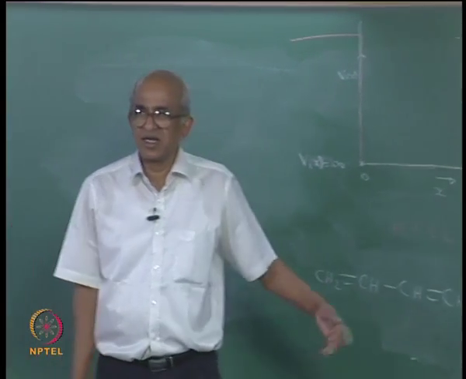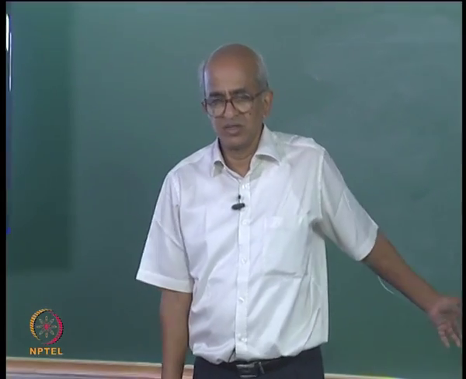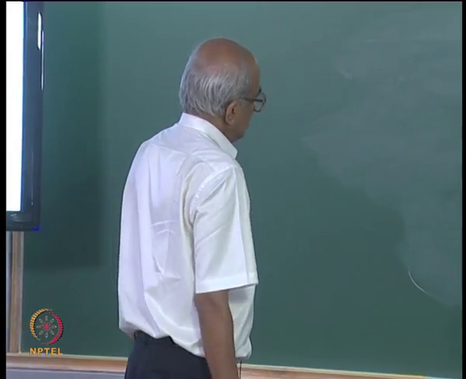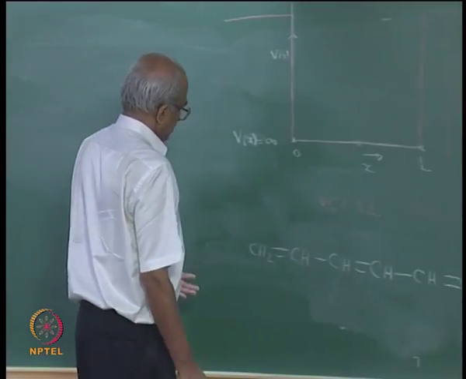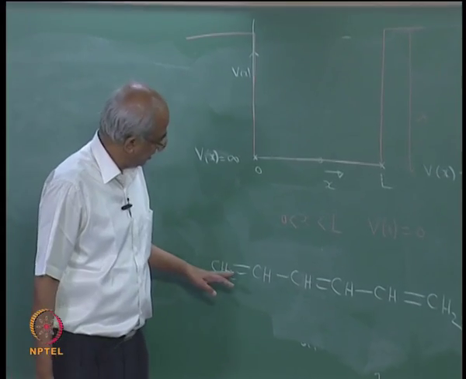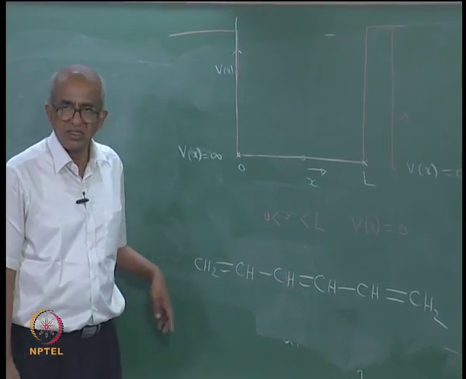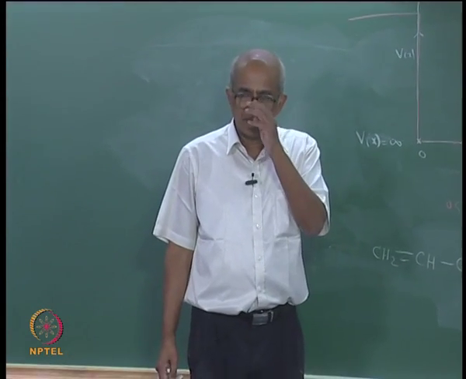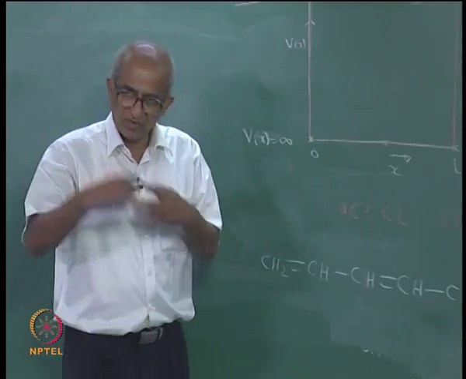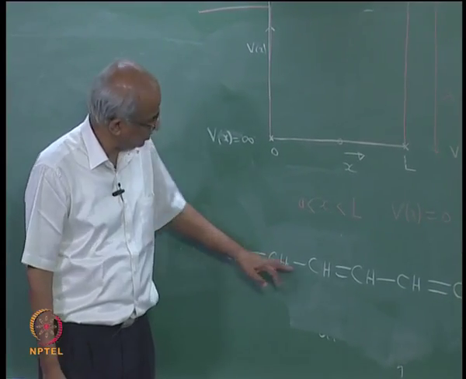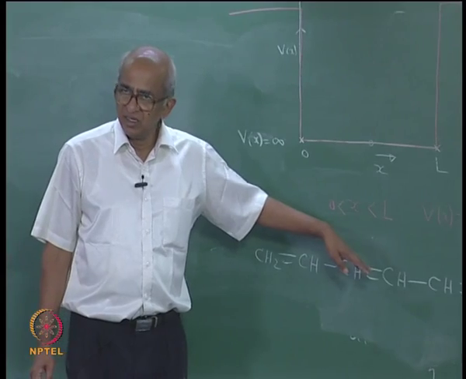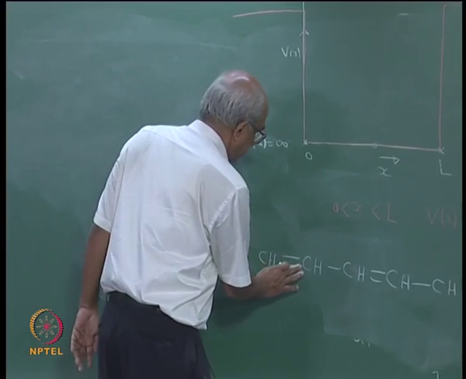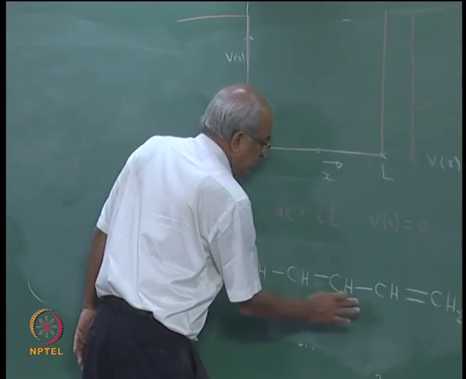This is hexatriene, right. It has 6 carbon atoms and 3 double bonds. Now, I suppose you would know that this is a pi system. I do have to assume some knowledge of orbitals and hybridization and so on. If you ask any organic chemist, he will tell you that each of these carbons is sp2 hybridized, that will leave a p orbital perpendicular to the plane of the molecule.